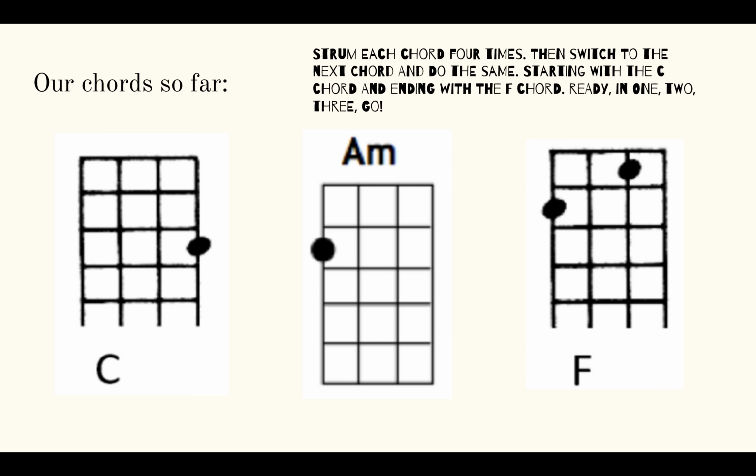So basically, what I'd like you to do is strum each chord 4 times and then switch to the next chord and do the same thing, starting with the C chord and ending with the F chord. You can pause this and try it on your own. Just strum the C chord 4 times, then switch to A minor, strum it 4 times, and then switch to F and strum it 4 times. So pause this video, do that, and now we're going to move on, okay?